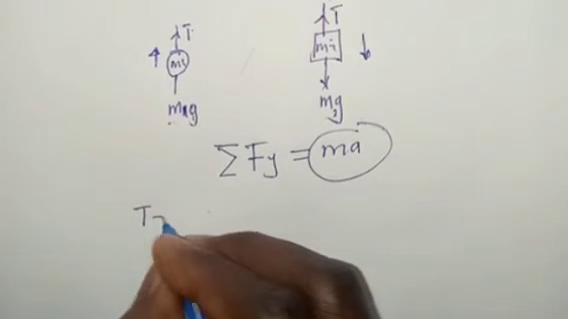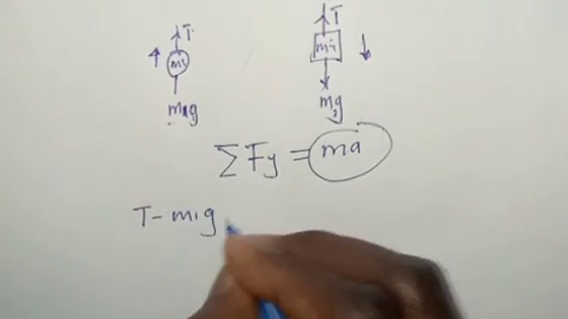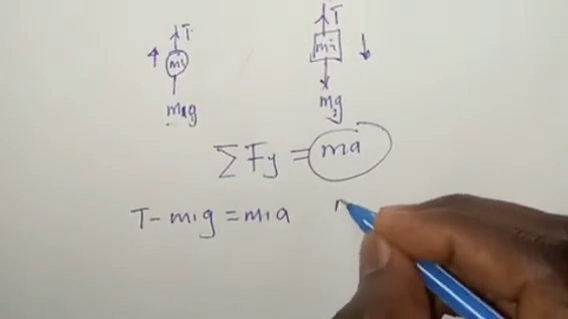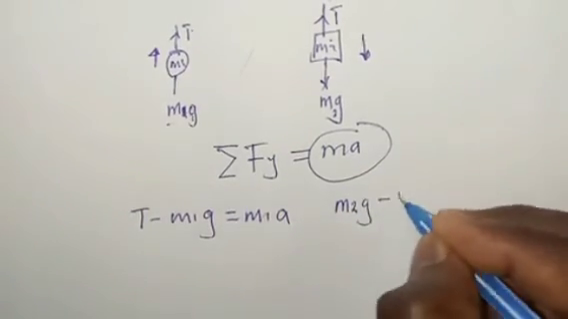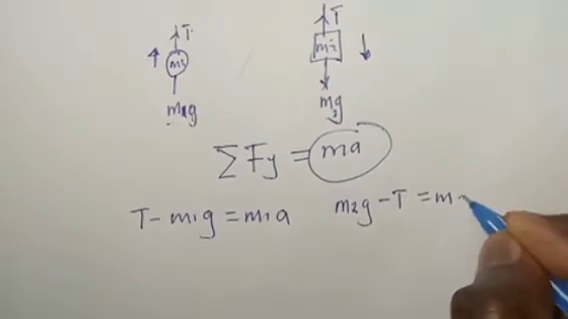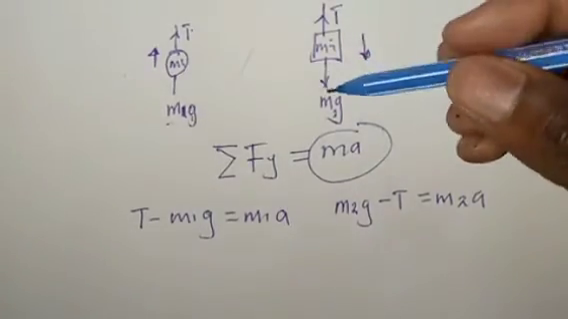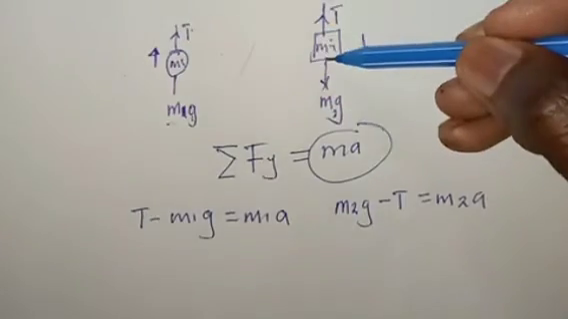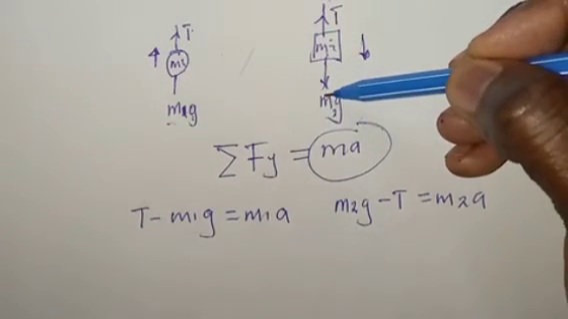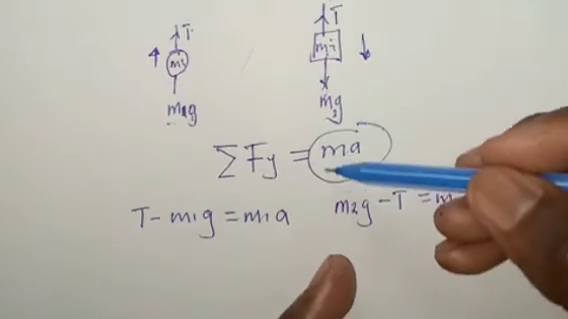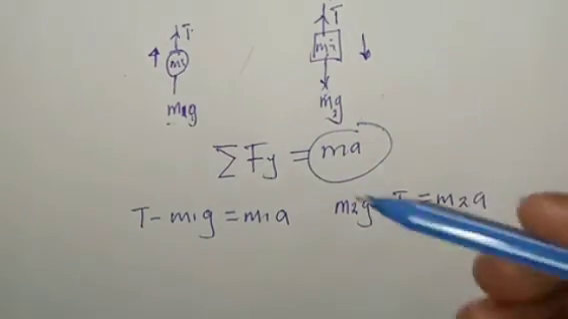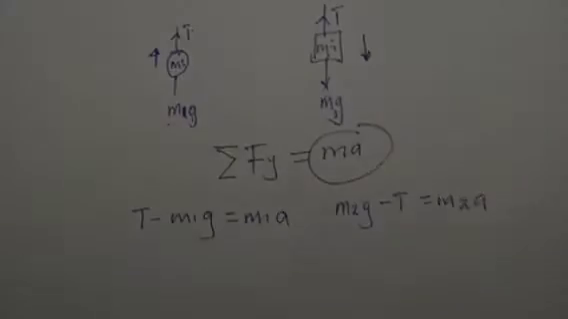So I'll say T minus m1g has to be equal to m1a. You come to this one, you say m2g minus T has to give us m2a. Why do we do it like this? It's because here the tension is the one which makes this one move upward, and then here is the weight force which makes it move downward. So the force which is making the system move downward has to be on the positive side. The one which is trying to oppose has to be on the negative side.